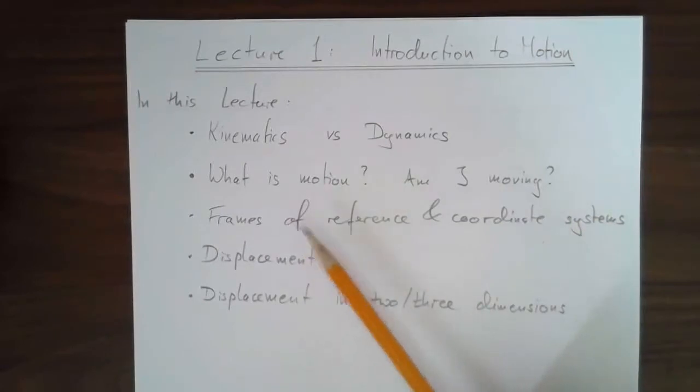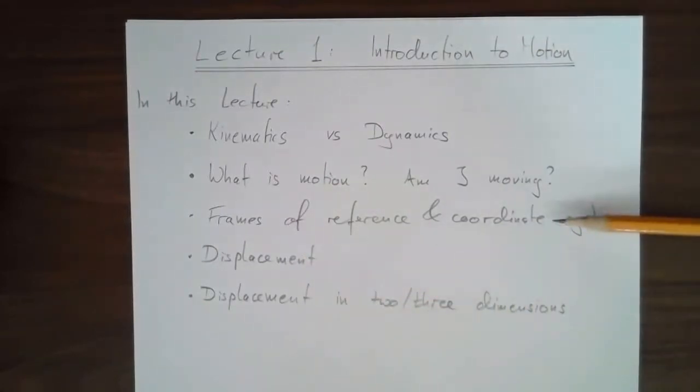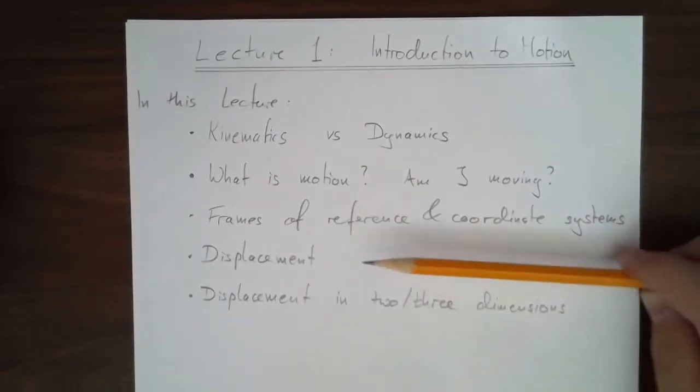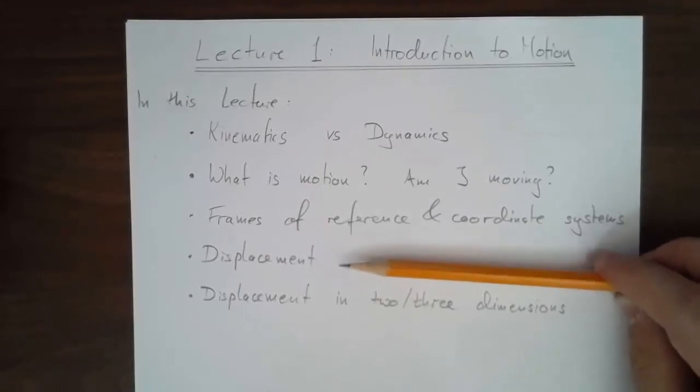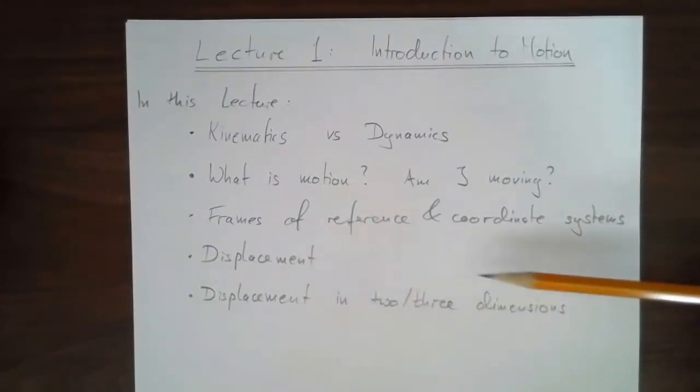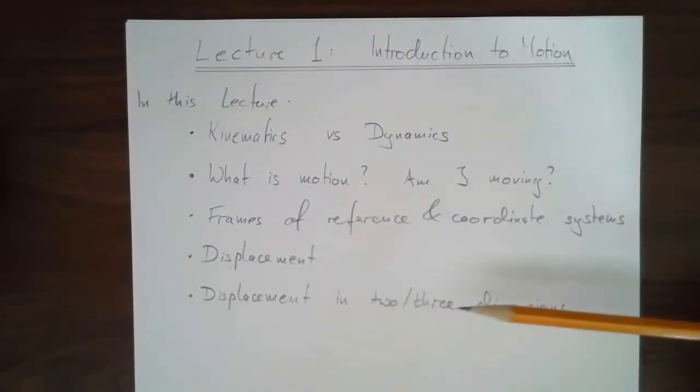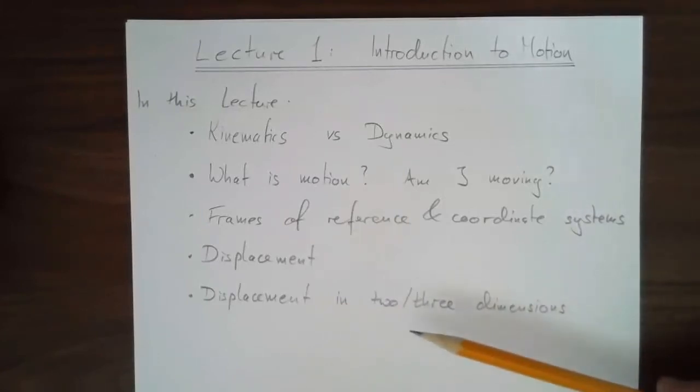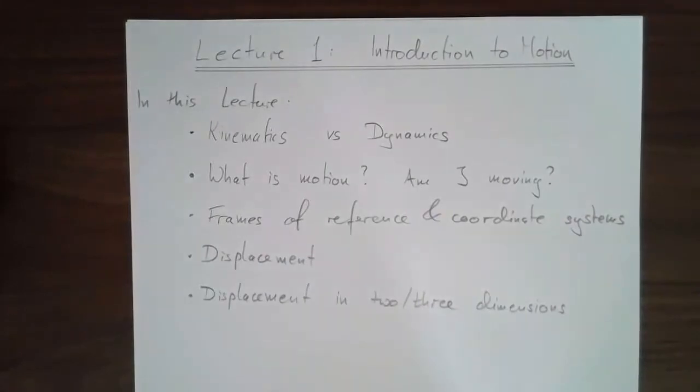We talk about what's called frames of reference and coordinate systems. That'll be very important as a kind of foundation for describing everything we do down the line. And then we'll introduce the concept of displacement, and not just that, we'll also introduce it when we're dealing with situations that require more than one dimension. And we'll talk about what that all means in just a second. So let's get started.